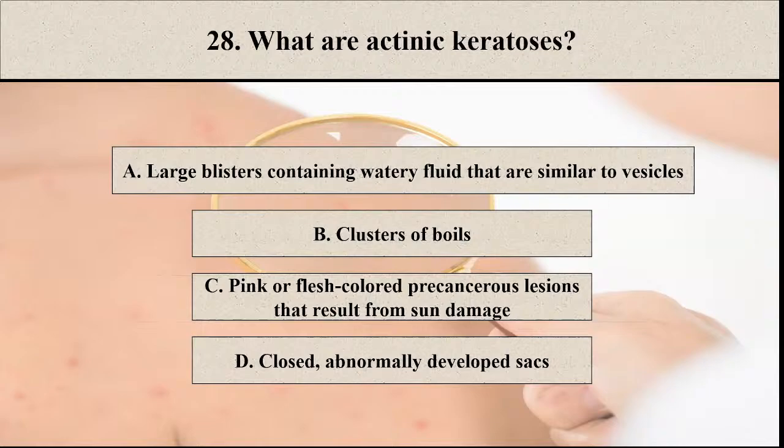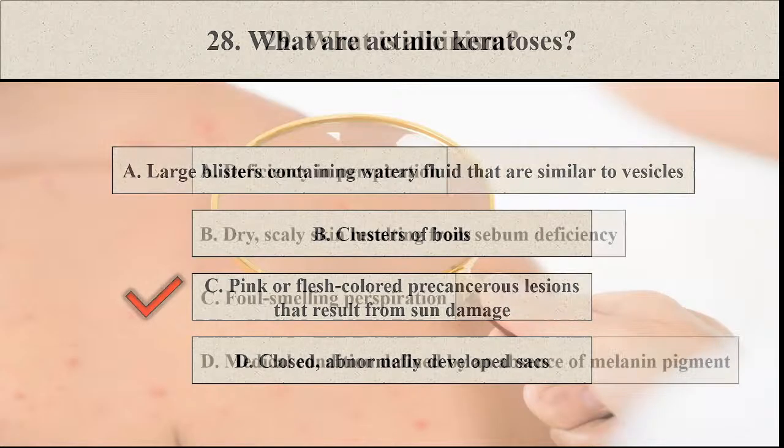What are actinic keratosis? Is it large blisters containing watery fluid that are similar to vesicles, clusters of boils, pink or flesh-colored precancerous lesions that result from sun damage, closed, abnormally developed sacs? If you chose C, pink or flesh-colored precancerous lesions that result from sun damage, you are correct.